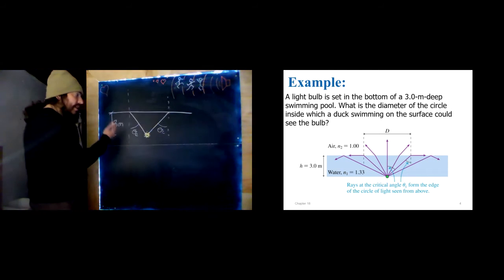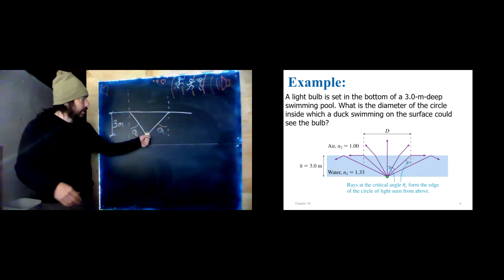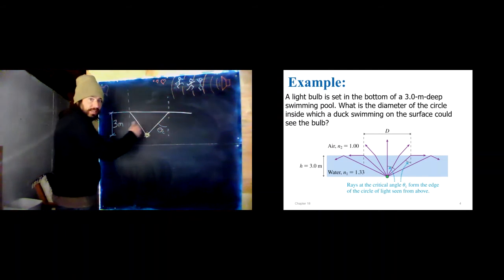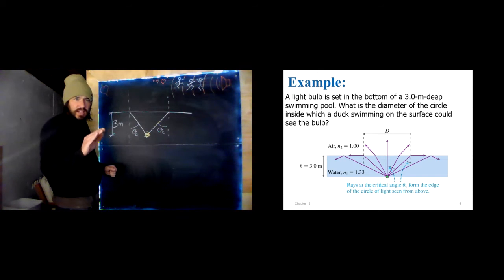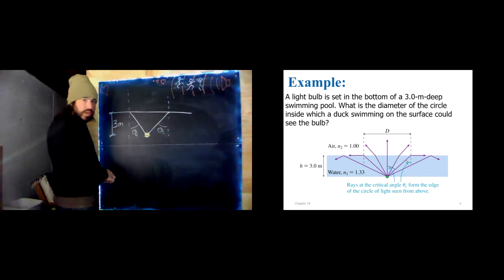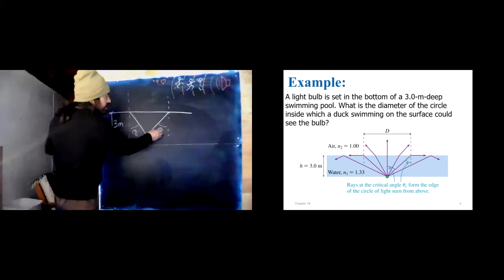Okay, so this is our basic setup. We've got the light bulb here. The light is, of course, coming off in all directions. Of the infinite number of rays coming off of this light bulb, I've drawn 2 here. Why did I draw these 2? Well, because this is the critical angle.